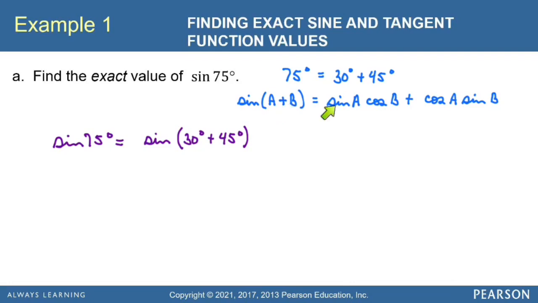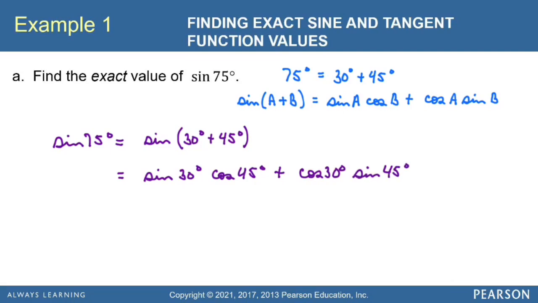So here we go. The sine of A times the cosine of B is going to be written as the sine of 30 times the cosine of 45. Then we have a plus, and then the cosine of A times the sine of B is going to be cosine of 30 degrees times sine of 45 degrees.